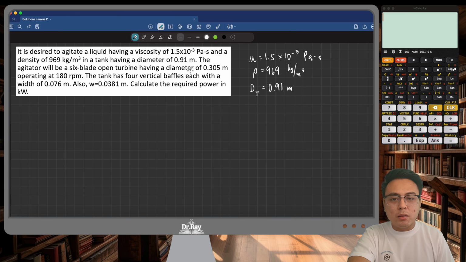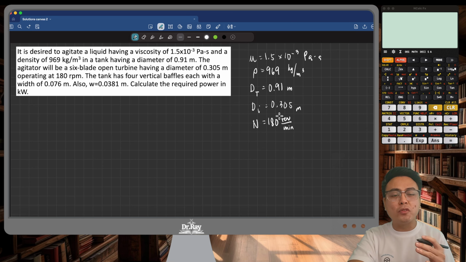And the impeller diameter is given here as 0.305 meters. And it's operating at 180 RPM, meaning the impeller speed is 180 revolutions per minute. I'm writing it this way so that we don't forget to convert to revolutions per second. The tank has 4 vertical baffles, each with a width of 0.076 meters. Baffle width 0.076 meters. Also, W is 0.0381.